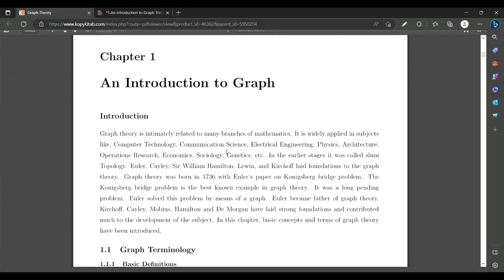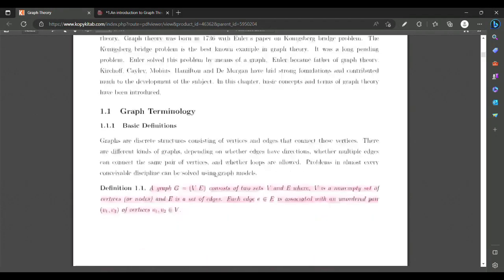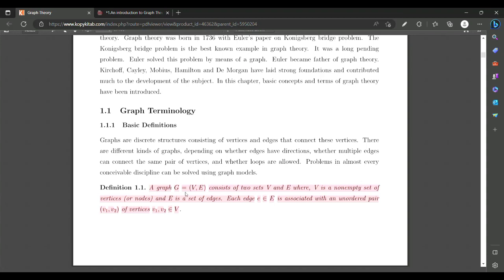To start a new chapter, an introduction to a graph. First of all, what is a graph? A graph G = (V, E) consists of two sets V and E, where V is a non-empty set of vertices or nodes and E is a set of edges.